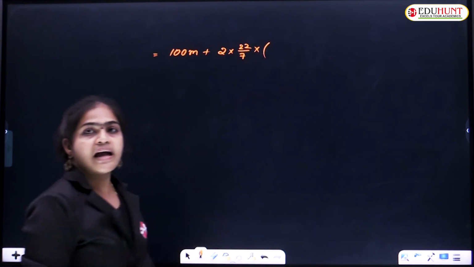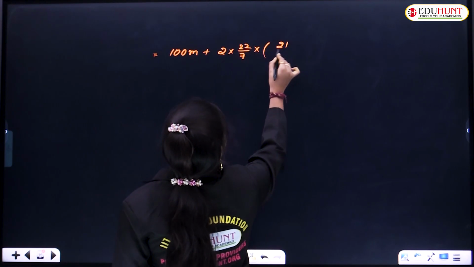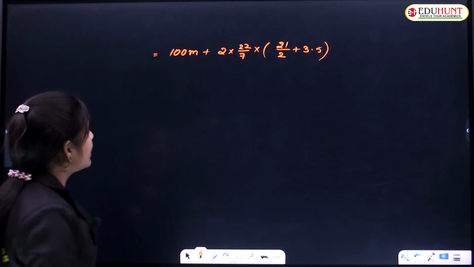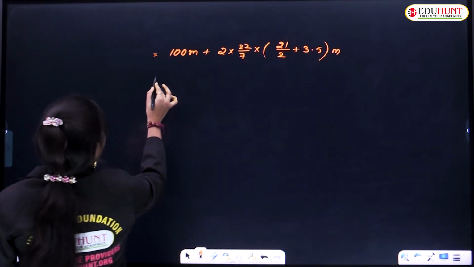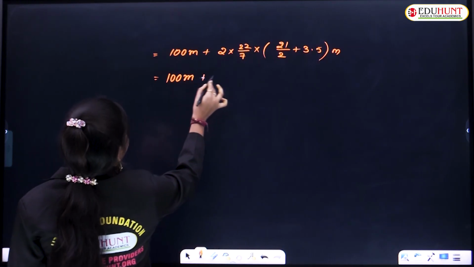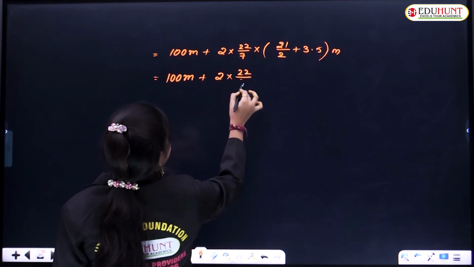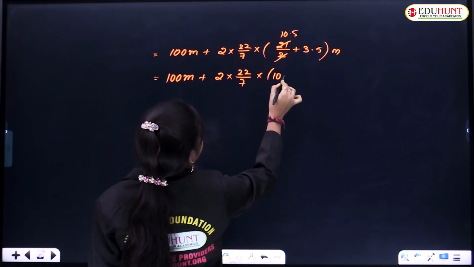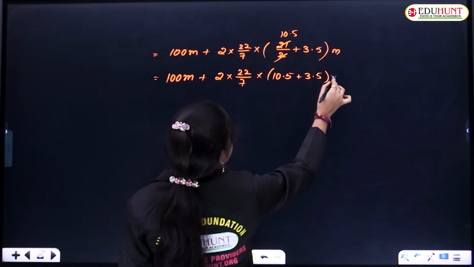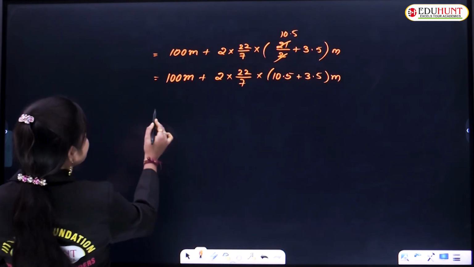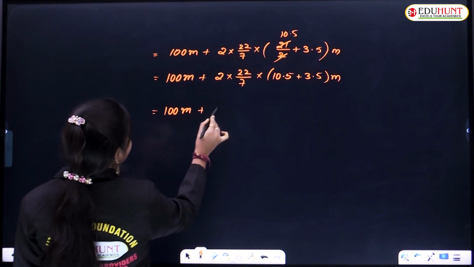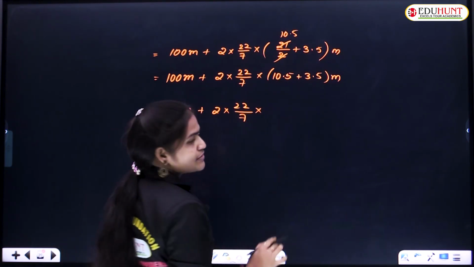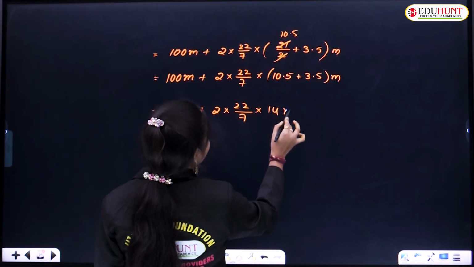Here, what r have we taken? r is equal to 21 by 2 plus 3.5. That is the measurement of r, which is equal to 100 meters plus 2 into 22 by 7 into here 10.5 is 21 by 2. 10.5 plus 3.5 meters. Okay, ma. From this, 100 meters plus 2 into 22 by 7 into 10.5 plus 3.5 is equal to 14 meters.